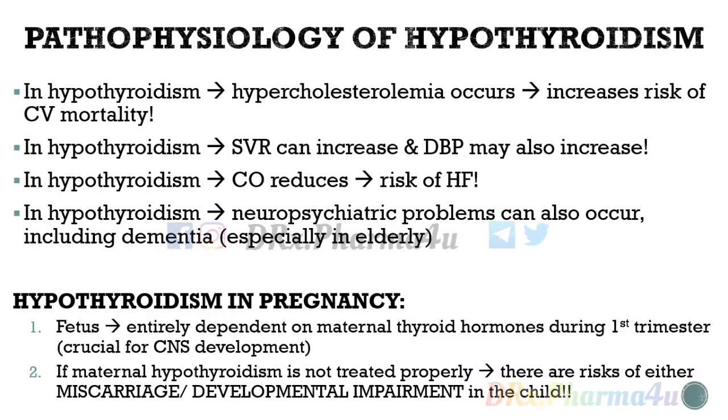Hypothyroidism in pregnancy. Very, very dangerous. As I said before, if a mother is already having hypothyroidism and she delivers a child, then she can suffer from depression for a very long period of time. So the fetus is entirely dependent on maternal thyroid hormones during the first trimester of pregnancy, because thyroid hormones in the first trimester are very important for the development of the central nervous system. So if the mother is already hypothyroid, in that condition, either there will be miscarriage or there can be developmental impairment. So for example, even if the child is born, the child will not be able to perform well in school, because thyroid hormones are necessary for CNS development in the first trimester of pregnancy.